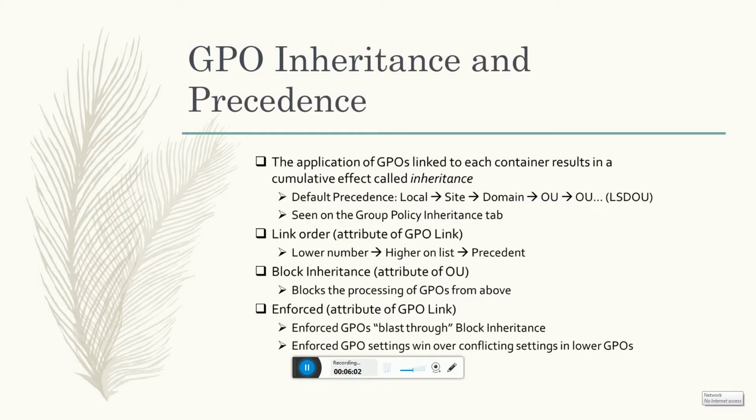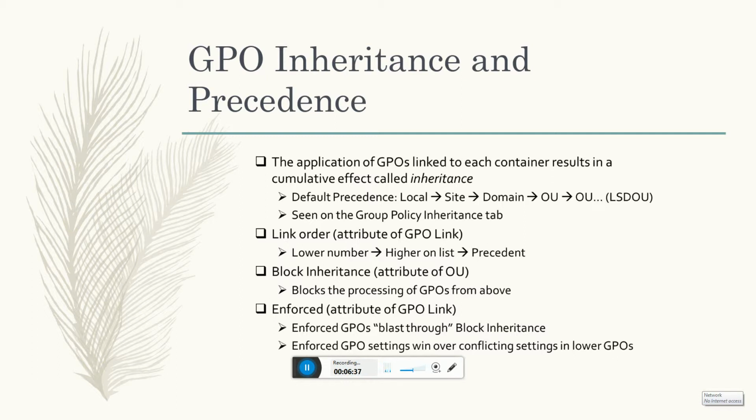GPO inheritance and precedence. Applying GPO links to each container results in a cumulative effect. The default processing order is first local, second site, third domain, and fourth OUs, known as LSDOU. In the group policy Inheritance tab, see the link order. What is the link order? It is the order of the GPO links: the lower the number, the higher the precedence.